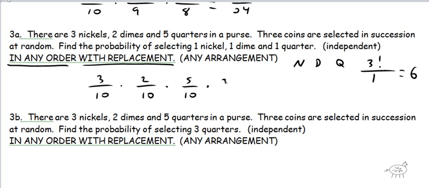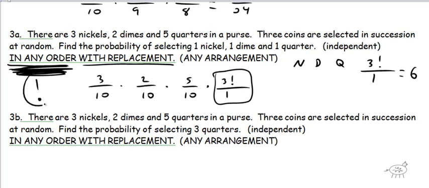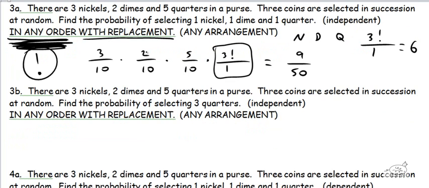So what I want to do is multiply this by 3 factorial over 1. Okay? And again, this part right here is when I say in any order. That is important. If you see in any order, you're going to use factorial. Okay? So if I multiply all that out, I get 9 out of 50. So this is a similar problem, 3B, except what I did is I said find the probability of selecting 3 quarters. So it's the same thing, in any order with replacement. Okay? So we're going to do the same thing here.